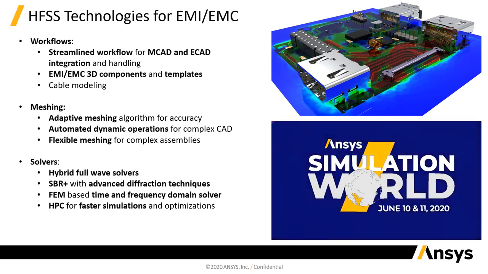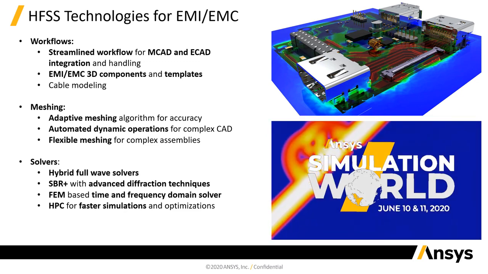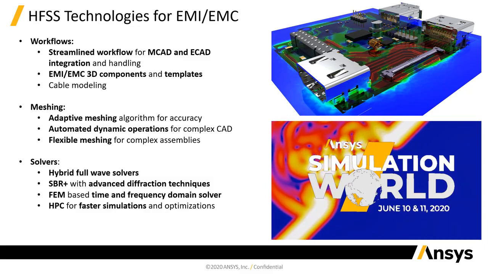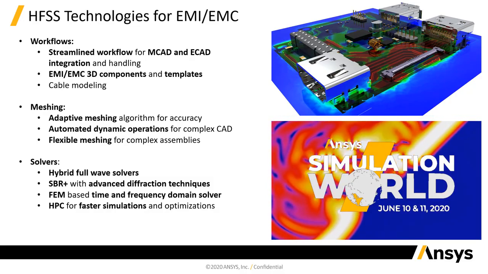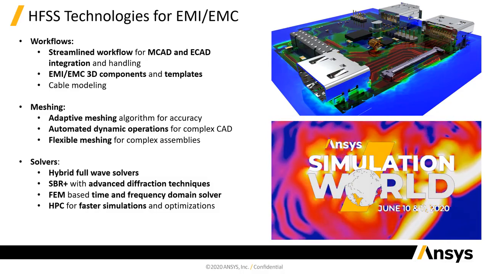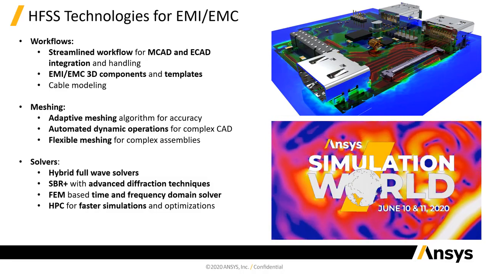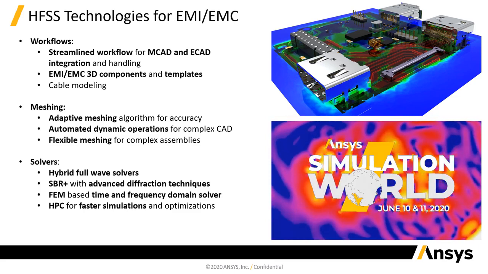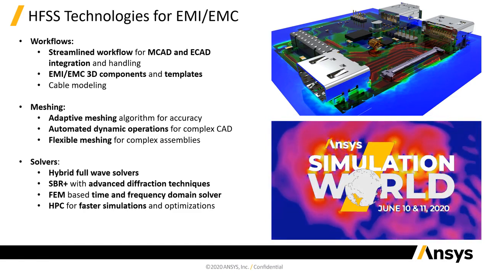The meshing algorithm that we have in HFSS is automatic and it adapts as needed. So we always have the right answer with HFSS. And during the last years, we have improved the algorithm by adding some dynamic surface resolution operations to handle complex CAD, as well as a flexible meshing algorithm for those complex assemblies.